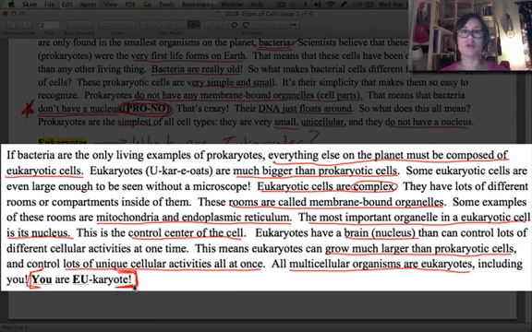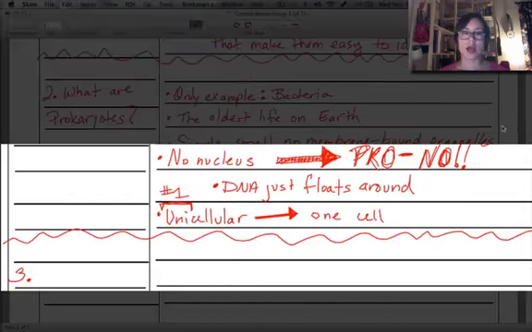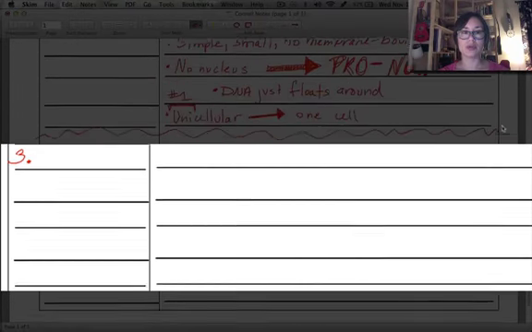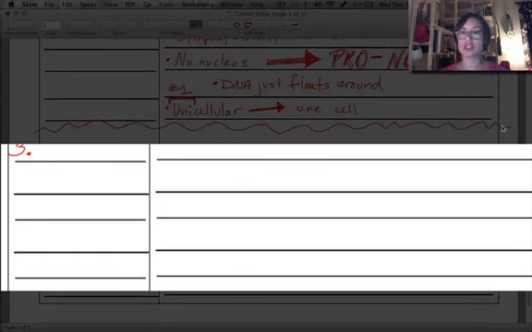Now, let's quickly go back and look at our Cornell notes. I know that the very first thing that I have to do is actually fill in my essential question. So my essential question for number 3 is, what are eukaryotes?